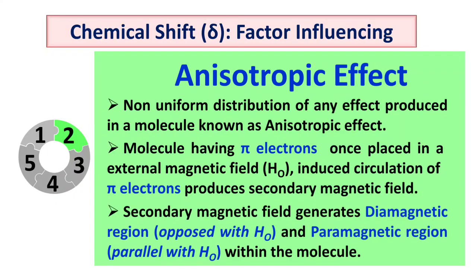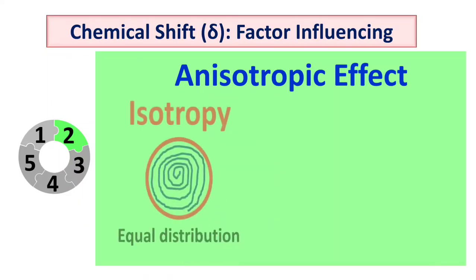This newly developed secondary magnetic field has two different regions within the molecule. The one region is called the diamagnetic region, and in the diamagnetic region the direction of the applied magnetic field is reversed, actually opposing the direction of H0. The second is called the paramagnetic region, and the paramagnetic region is always parallel with H0. So the two regions develop within the same molecule if you apply the external magnetic field, and this is because of the presence of pi electrons within the molecule. Let's try to understand this effect.